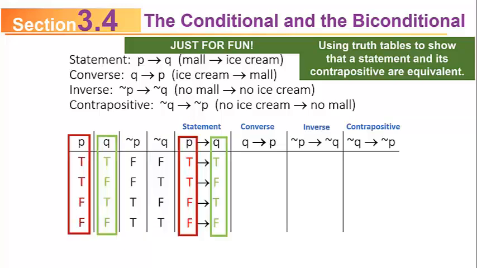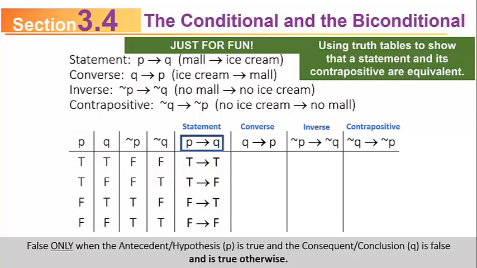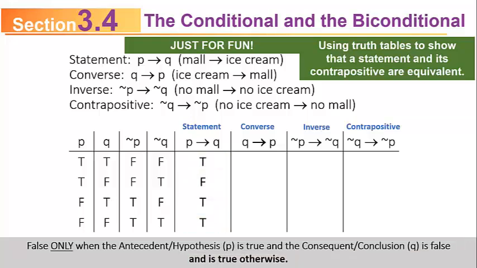Then if you do the original statement, remember there's only one case when P implies Q is false, and that's if the P is true and the Q is false. So for P implies Q, you get true, false, true, true.